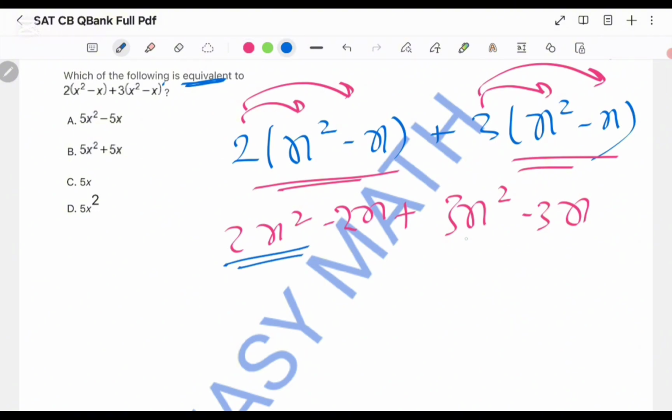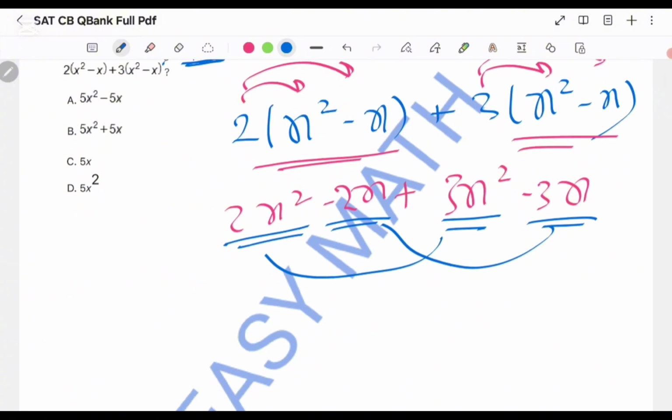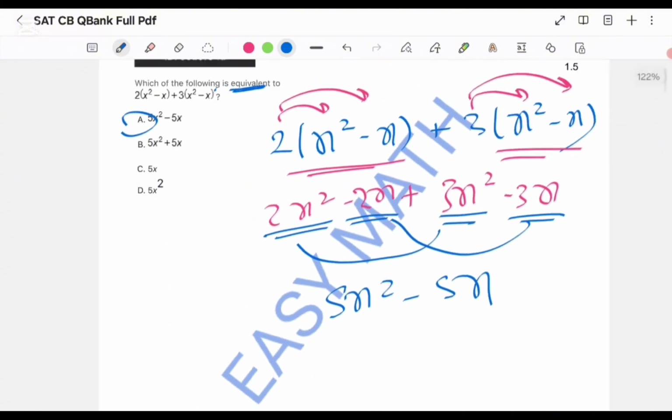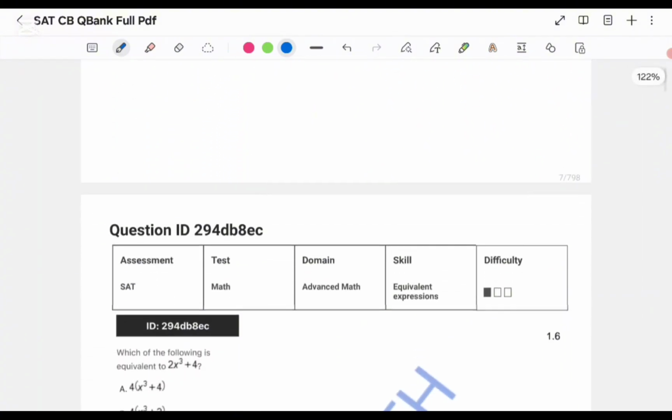So we have an x squared here and here, and we have also the 2x and the 3x together. So if we do this, we're gonna get 5x squared minus, and so here we have negative 2x minus 3x, so we have negative 5x, and that leaves us with option A. Now, if you want to check the College Board's explanation of that, you're gonna find it in the answer key here.